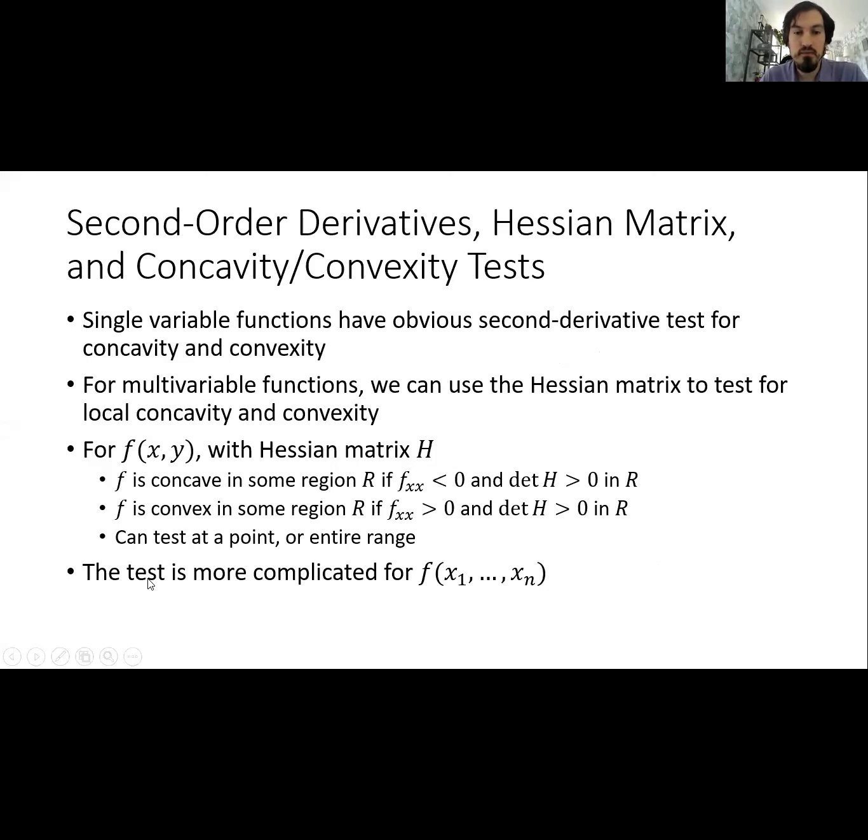Okay. By the way, the test becomes more complicated for more than 2 dimensions. There's n dimensions. You can look that up in your textbook or some other source. I don't really feel like testing you on that in class because you need to learn more about matrix theory, like what makes a matrix positive definite or negative definite, and it's not that hard. But let's just say it's more complicated for more than 2 dimensions.